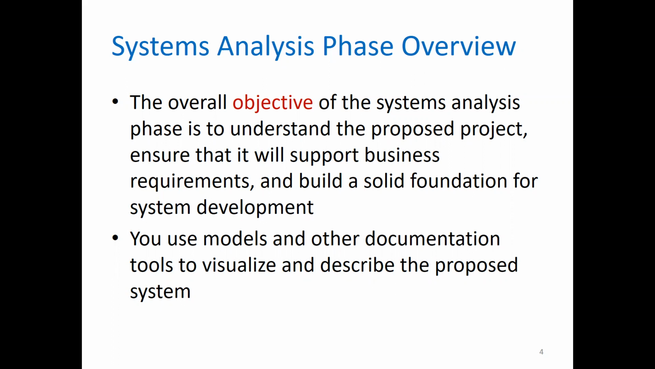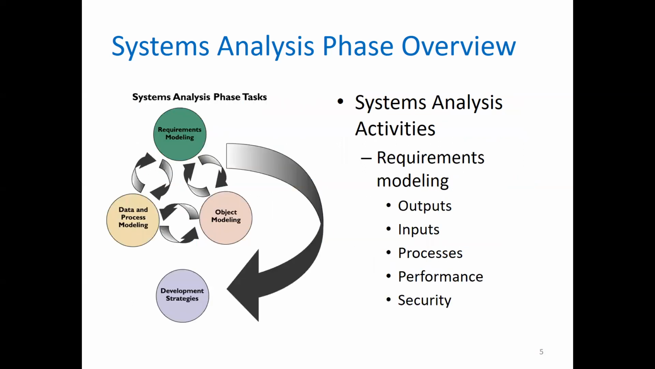Okay, now how do they do that in the systems analysis phase? Generally, it is done through the use of models and visualization or documentation tools. So this is what all happens in the systems analysis phase. Now, systems analysis phase overview. Systems analysis activities: you have requirements modeling, outputs, inputs, processes, performance, security. So this is generally what is included within requirements modeling.